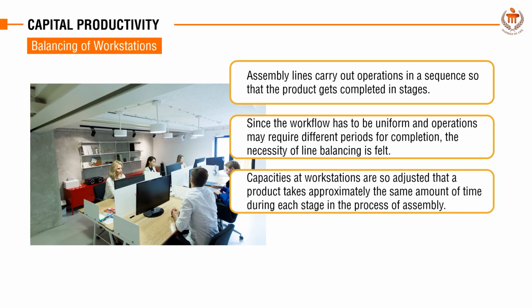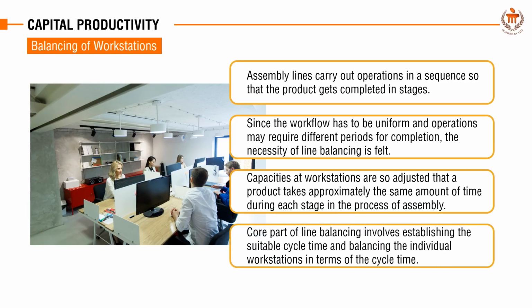Number three, to achieve a smooth flow of production, capacities at each workstation are adjusted so that the time taken to complete a product is approximately equal at each stage of assembly. This adjustment is crucial for maintaining a consistent workflow and ensuring that all parts of the process are synchronized.